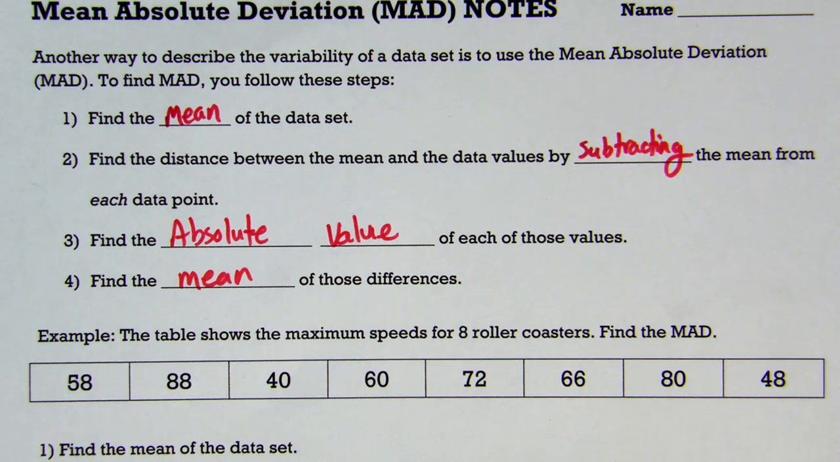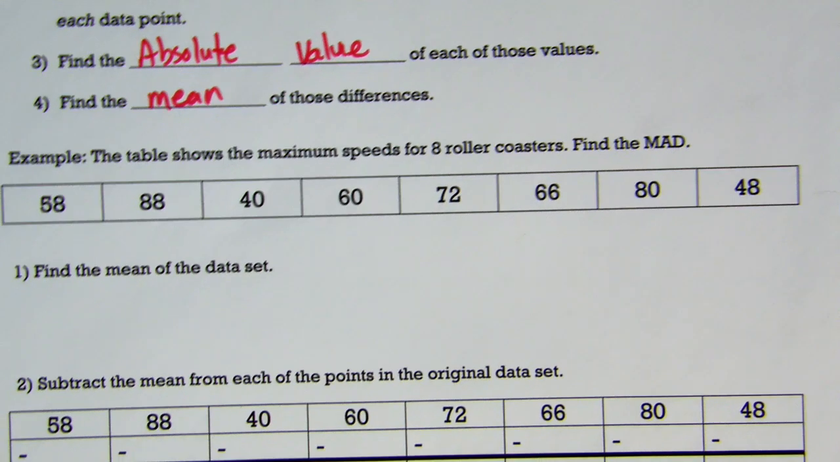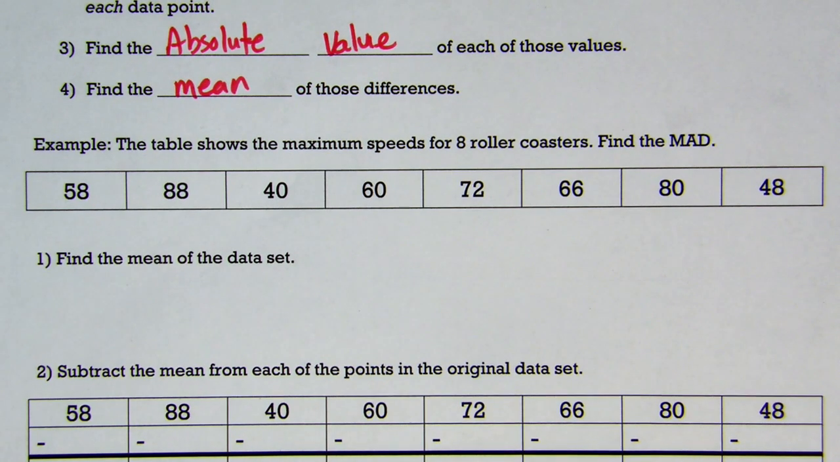So let's go ahead and try an example. Example number 1, the table shows the maximum speeds for 8 roller coasters. We're going to go ahead and find the MAD. So the first thing you need to do is take a calculator and add up all of those to find the total.